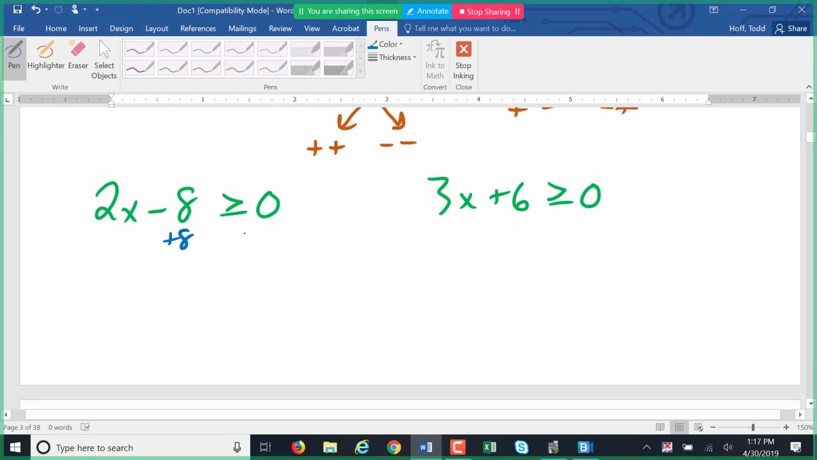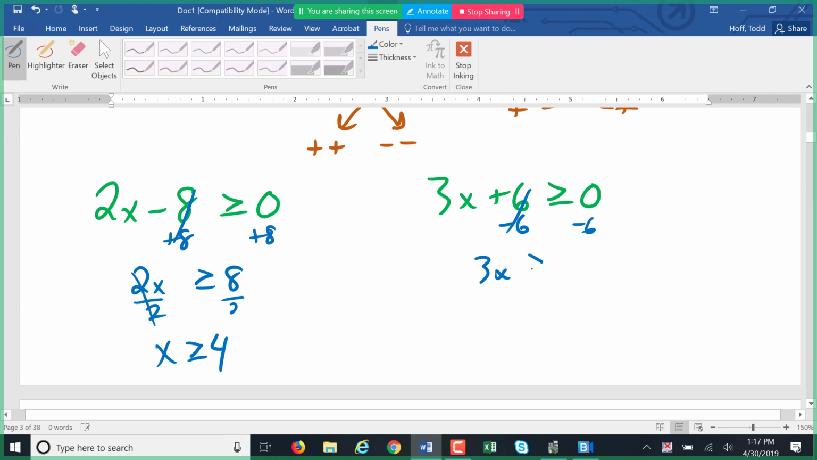So the first one, we'll add 8. 2x is greater than or equal to 8. And we'll divide by 2 to get x is greater than or equal to 4. This one here, we subtract 6 to get 3x is greater than or equal to negative 6. And we divide by 3 to get x is greater than or equal to negative 2. So the question is, what does this tell us?